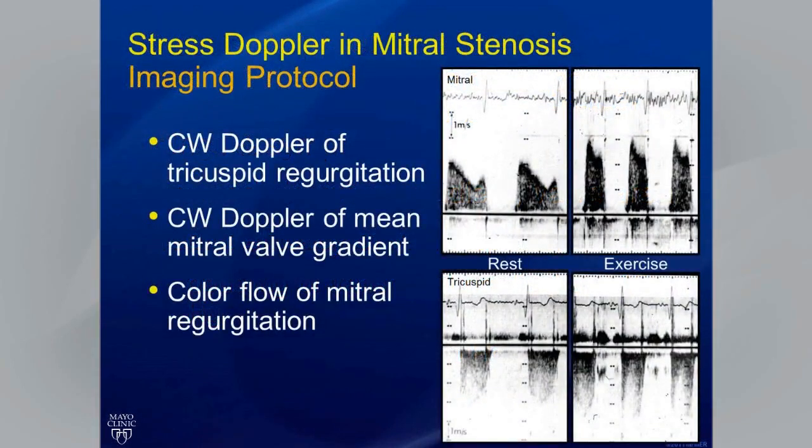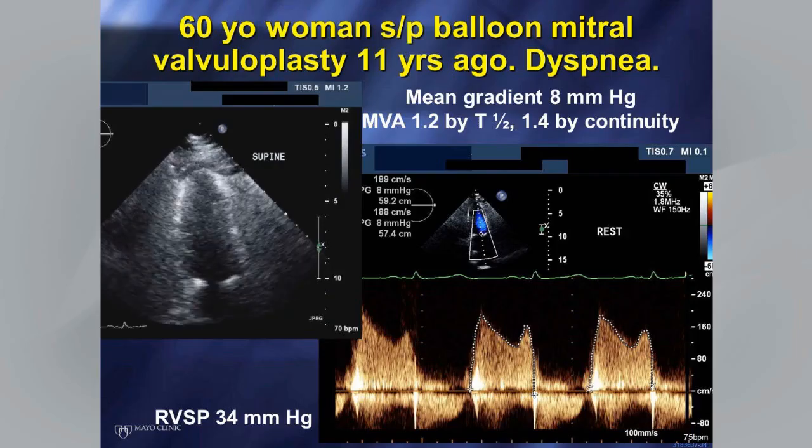So here's an example from our practice. You can see the changes in the gradient across the mitral valve with the stress of exercise and the increase in tricuspid regurgitant velocity with the stress of exercise. One more thing that you'll want to do in these patients is do color flow assessment of mitral regurgitation, because sometimes these patients will develop more mitral regurgitation with exercise, and you don't want to send such a patient off for a balloon valvuloplasty, which is apt to increase the mitral regurgitation.